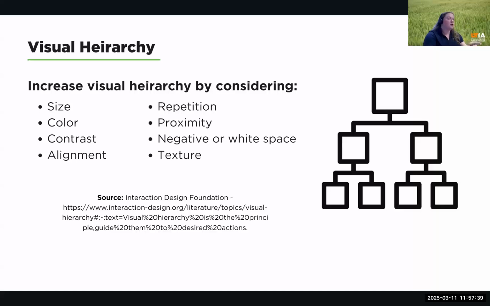And then texture. So when we're talking about texture in digital media or in graphic design, we're talking about patterns across a design. Since there's not physical texture to touch, we're going to be meaning more patterns like a checkerboard or polka dots, that kind of thing.